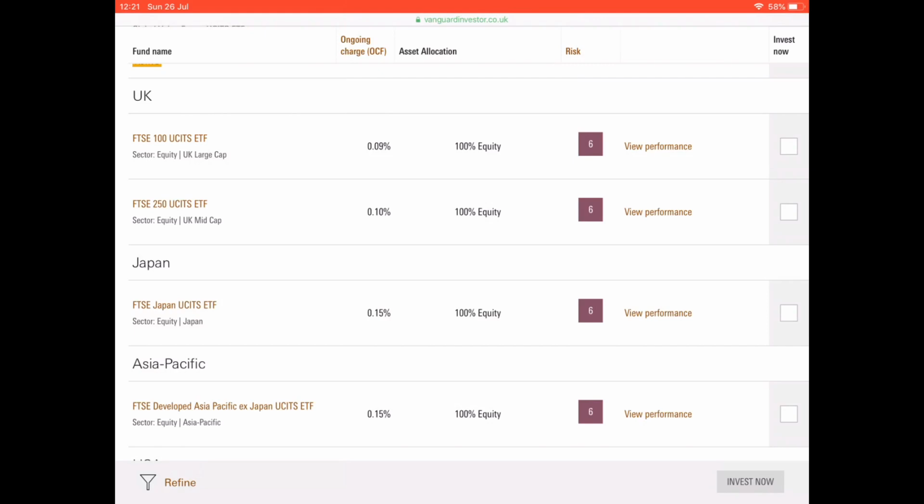Today we're going to be looking at the FTSE 100 ETF. From quickly eyeballing what you can see on screen, you'll be able to see that the ongoing charge for the FTSE 100 ETF is very small at just 0.09%, and it is made up of 100% equity as you would expect. Vanguard rate the risk of each of their funds on a scale of 1 to 7, and they've rated the FTSE 100 ETF as a risk rating of 6 out of 7. This is increased from 5, which it was previously. However, it's increased up to 6 now following the coronavirus pandemic.